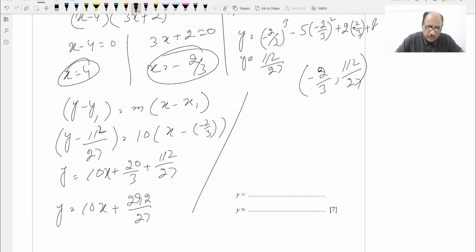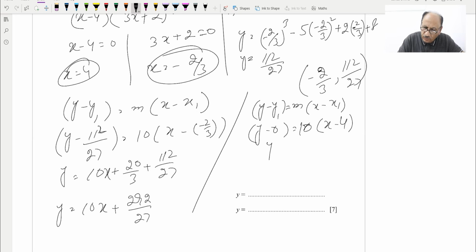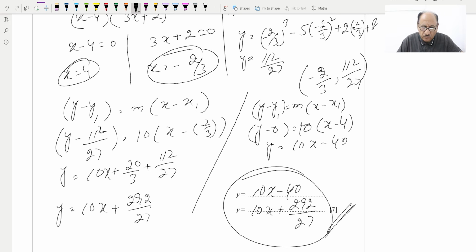And for the second one, we can write y minus y1 is equal to m into x minus x1. If we take the other point, which is 4 and 0, where m will be 10, so y is equal to 10x minus 40. So we can write two equations: 10x minus 40 is one equation, and the second equation is 10x plus 292 over 27. These will be the two tangents, and this is for 7 marks.